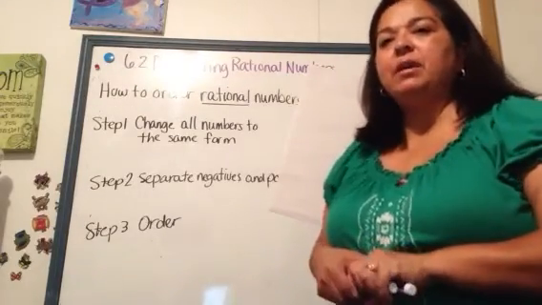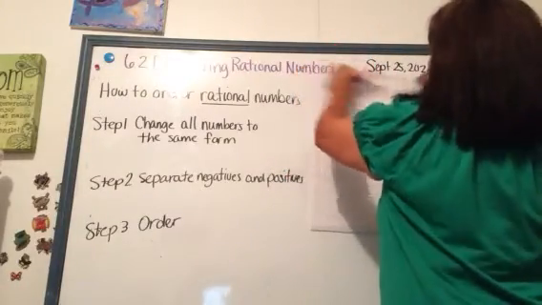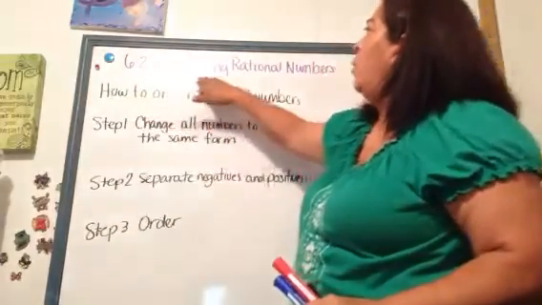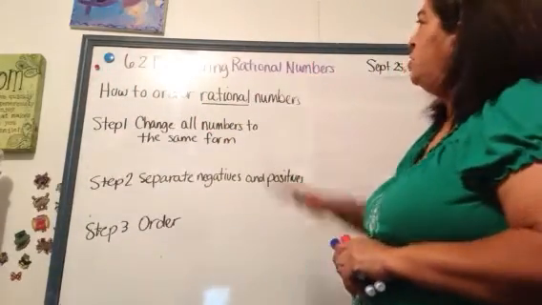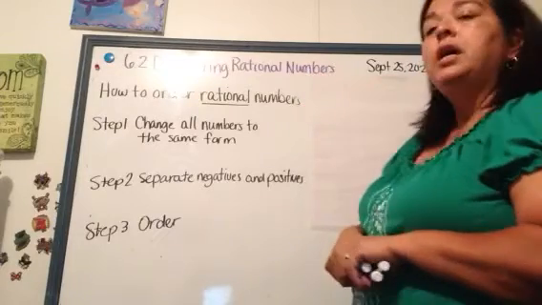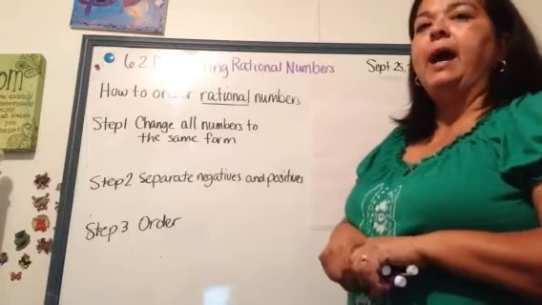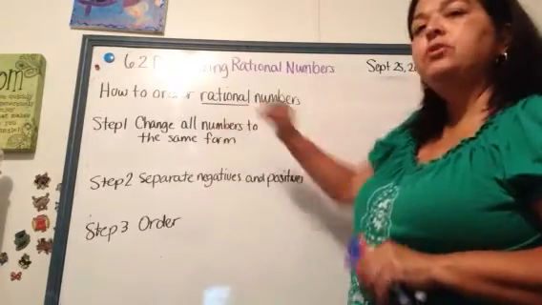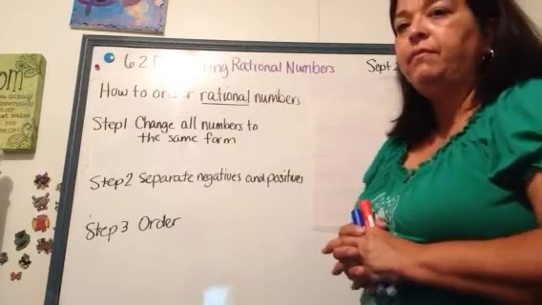Today I'm going to try something a little different. We're going to talk about 6.2D, ordering rational numbers. So I want you to go to your table of contents and put this in your table of contents. Today's date is September 25th, 2020. And we're going to answer the question, how to order rational numbers. And remember, rational numbers are fractions and decimals that can be negative or positive.